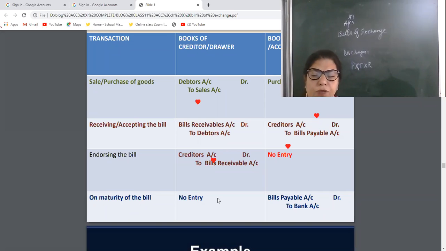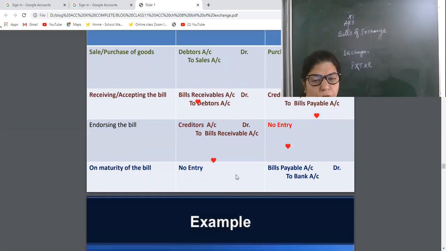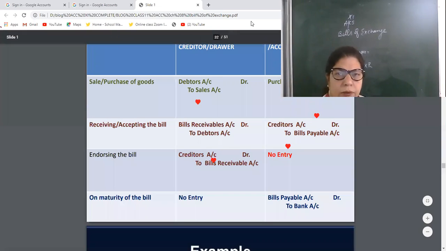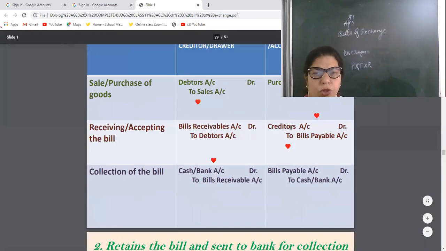See, the drawer has four options: keep the bill till maturity, send the bill for collection, get the bill discounted for early payment, or endorse the bill, which means giving it to a third party, and that person will become the payee. Okay, so from tomorrow onwards we will start the numericals, and please copy it, those who want to copy it.